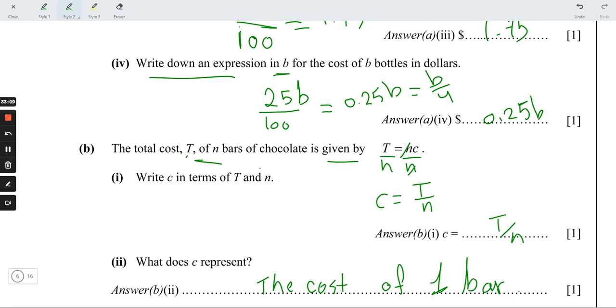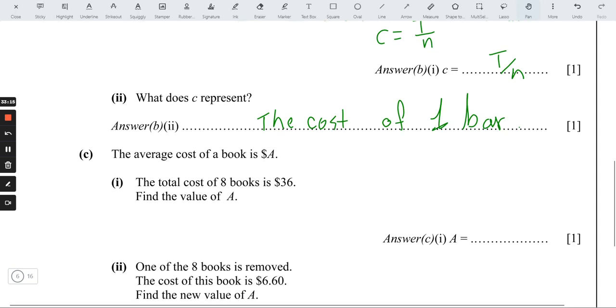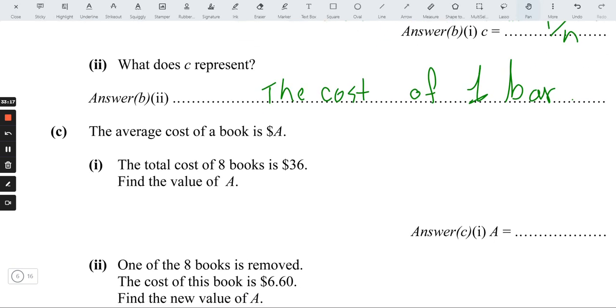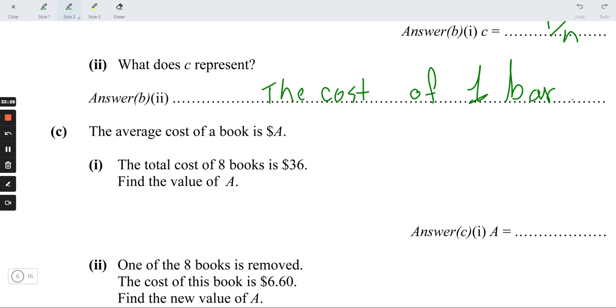Okay, question part C. The average cost of a book is $A. The total cost of 8 books is $36. Find the value of A. Again, the average cost is the mean.